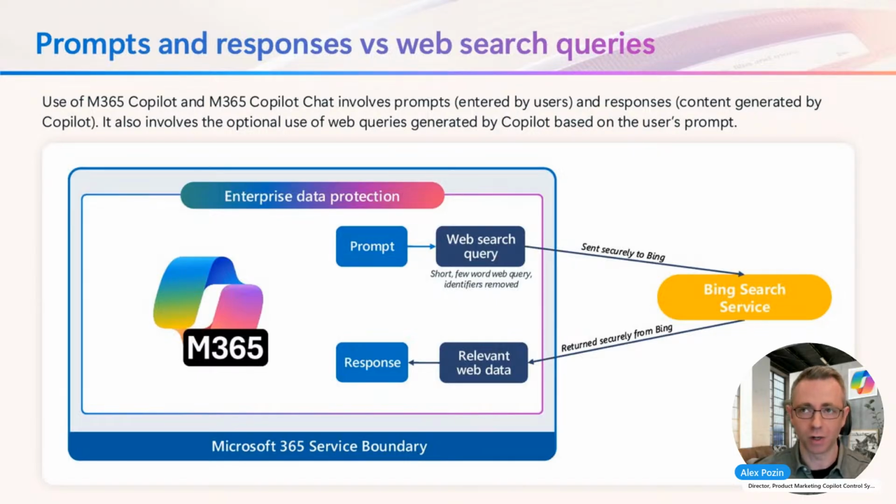Bing will identify relevant data from the web and securely send that data back, so that relevant web data can then be incorporated into the response. As you can see, the prompt and response remain within the M365 service boundary. It is the query itself that leaves and goes out to Bing. And this flow is important to understand when you're trying to answer different questions about how web search operates. So with understanding of this flow, let's go on to the next slide.